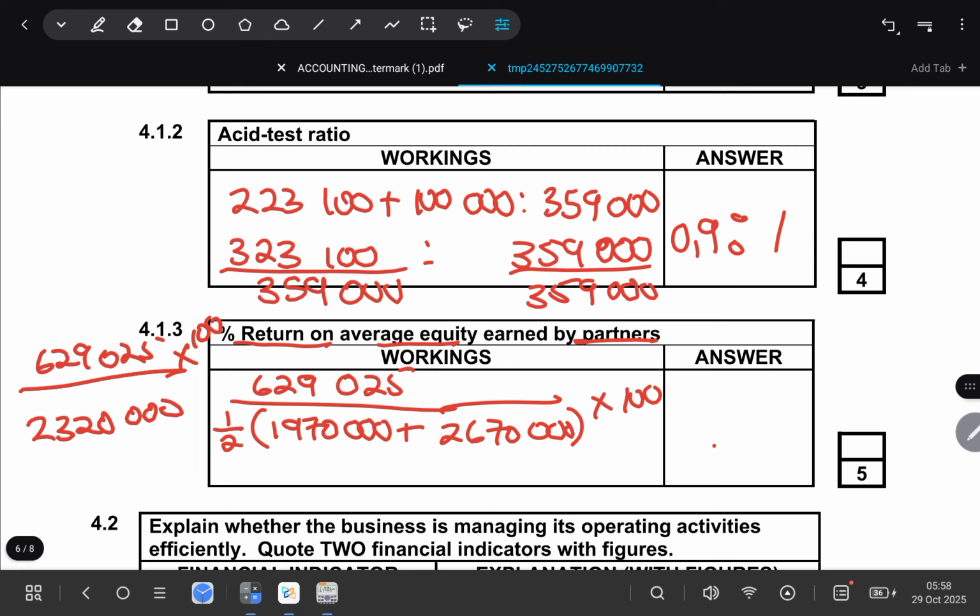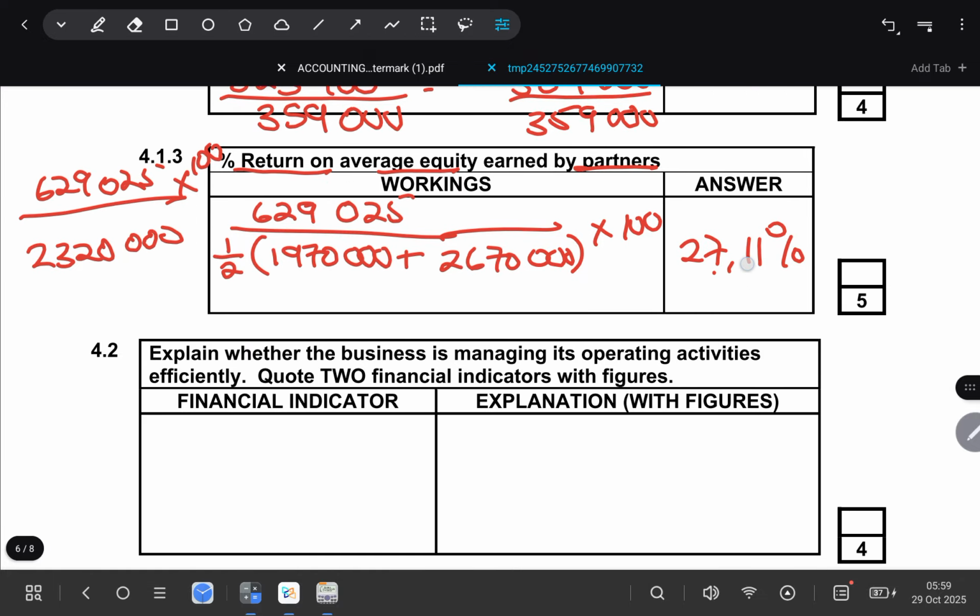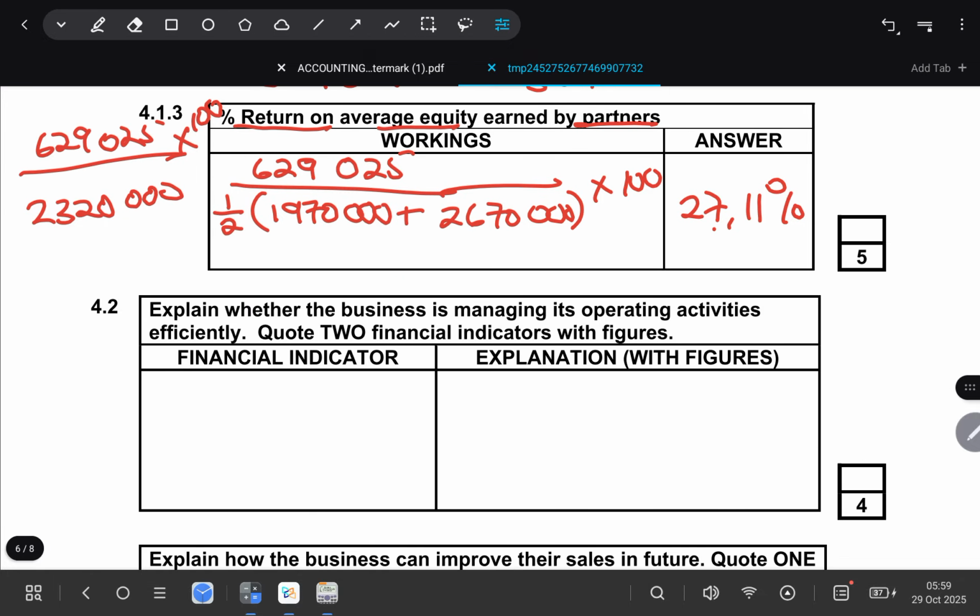So 629,025 divided by 2,320,000, and then you multiply this by 100, it gives you 27.11%. So guys, when it comes to your financial indicators, you need to make sure that you manage your time very well, because this is the question where you can get full marks if you want. Now next they are saying explain whether the business is managing its operating activities efficiently.